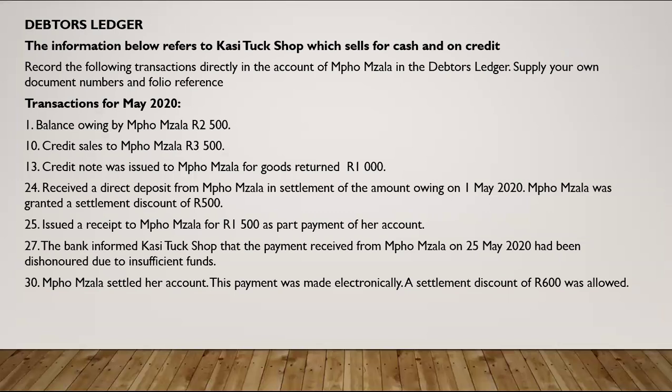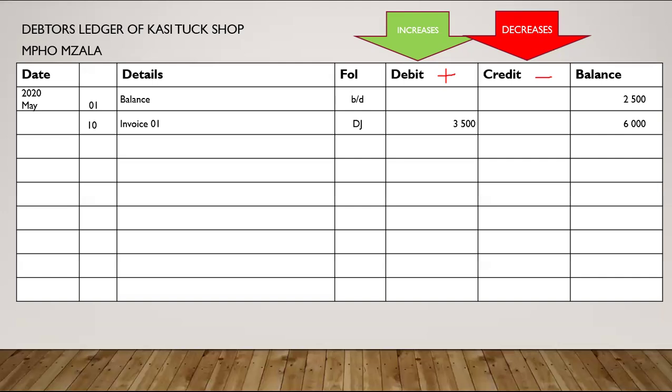On the 13th, credit note was issued to Mpomzala for goods returned, R1,000. When do we issue a credit note? We issue a credit note to a debtor when they return goods or when we give them an allowance. Start with the date. The date will be the 12th. Under details, you write the source document, which will be credit note. You come up with your own number. I came up with my own number and said it's credit note 01. Under folio, it will be recorded in the DAJ.